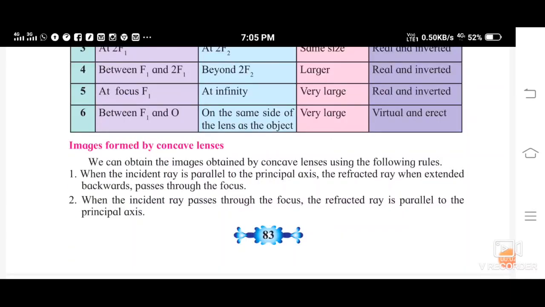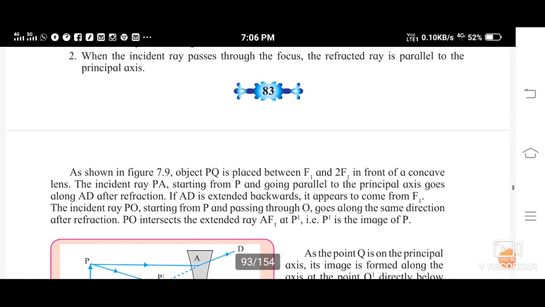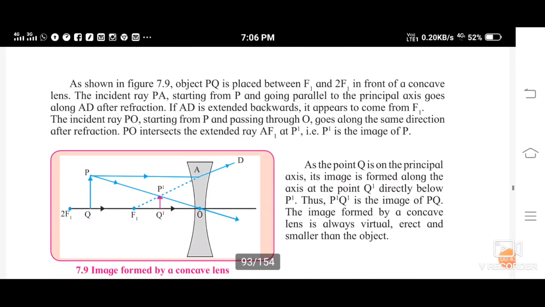Now see, images formed by concave lenses. We can obtain the images formed by concave lenses using the following rules. Okay, so how are you going to obtain the images by concave lenses? You can use the following rules. So which are those rules? When the incident ray is parallel to the principal axis, the refracted ray, when extended backwards, passes through the focus. Okay, so what is the first rule? The incident ray, when it is parallel to the principal axis, the refracted ray when extended. Okay, let me show it to you here.